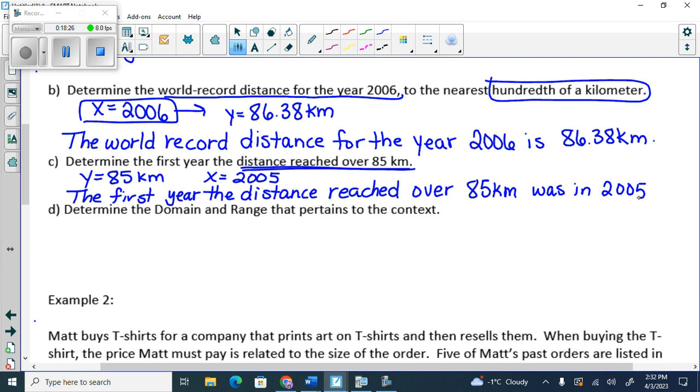Now I have to make a domain and range pertaining to the context, which means pertaining to this question. Now some people say it's linear, so it's x ∈ R, y ∈ R. No, it's a word problem. So a normal line, yes, it's x ∈ R, y ∈ R, correct? But this is not a normal line. This is years down here, and this is distance, correct? So I'm going to start at 0 on both of them, right?